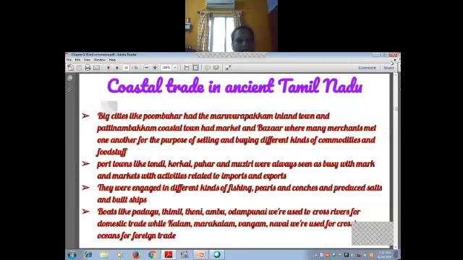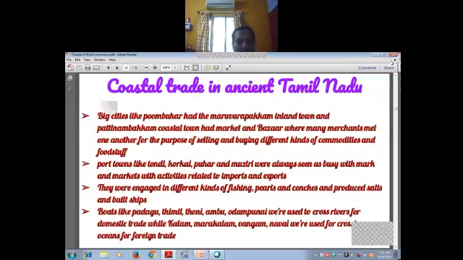Okay, coastal trade in ancient Tamil Nadu. Big cities like Poompuhar had the Maruvurpakkam island town and Pattinapakkam coastal town, which had markets and bazaars where merchants met one another for the purpose of selling and buying different kinds of commodities and foodstuffs. The coastal trade, you know very well, was near the oceans, so they could easily transfer their products from one side to another. Before that, you know very well, the Egyptian civilization and others started near the banks of rivers only, isn't it? So the port towns like Tondi, Korkai, Pugar, Musiri were always seen as busy with markets with activities related to import and export.